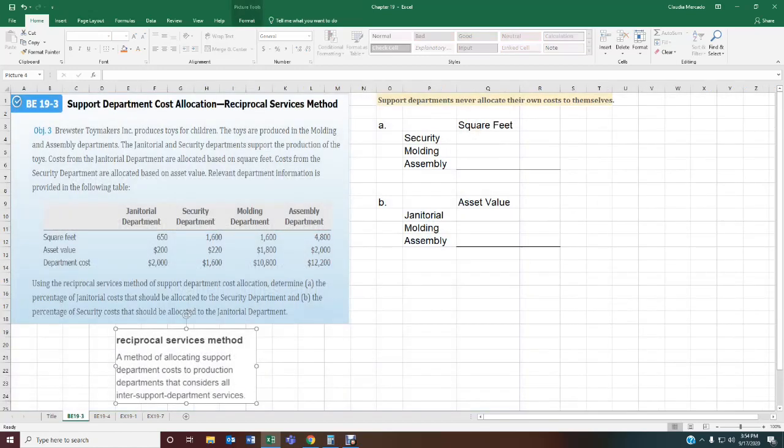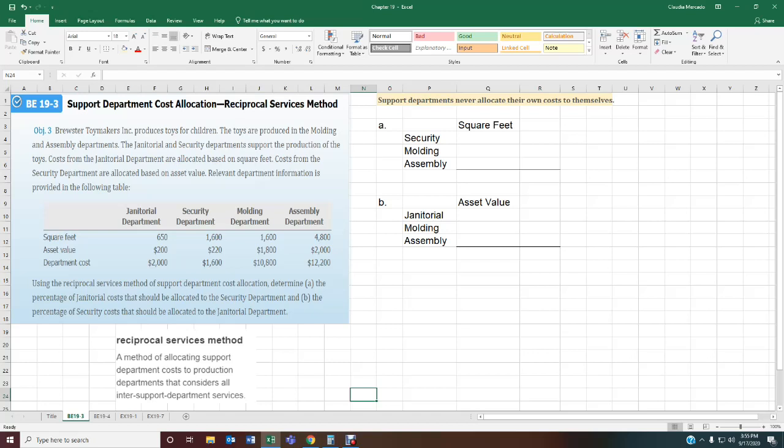Okay, so I'm going to start off with the first problem that I'm going to cover in this particular lecture. This is basic exercise 19.3. Okay, so basic exercise 19.3 deals with support department cost allocation using the reciprocal services method. It says Brewster Toy Makers produces toys for children. The toys are produced in the molding and assembly departments. The janitorial and security departments support the production of the toys.